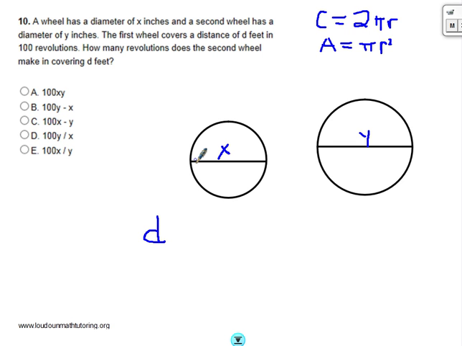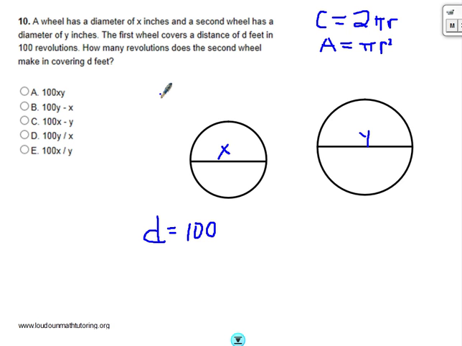When you have a wheel and it travels one revolution, you're basically traveling the circumference of the circle. You're making 360 degrees around, so you're traveling the distance around the circle, which is the circumference. So the distance that this wheel covers in 100 revolutions will be 100 times each individual revolution, which would be the circumference. So 100 times the circumference.